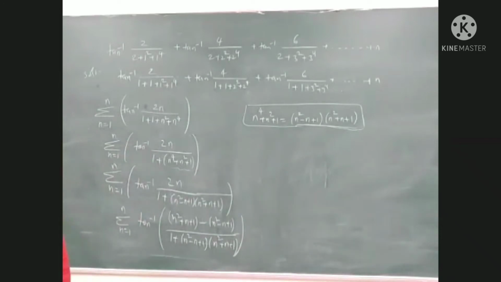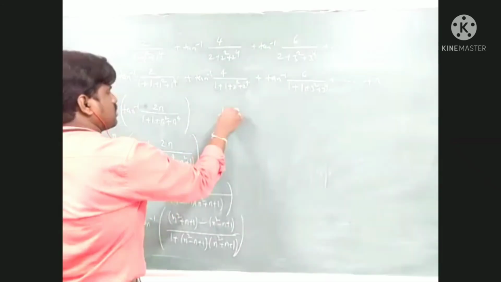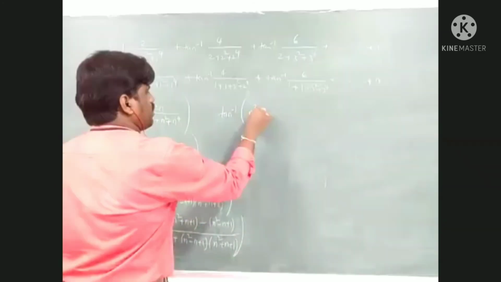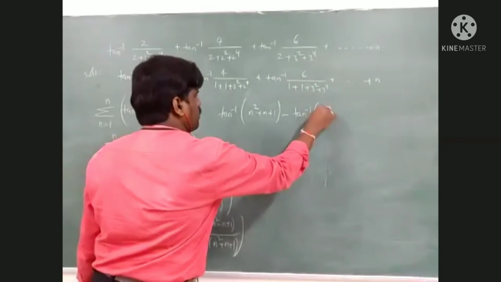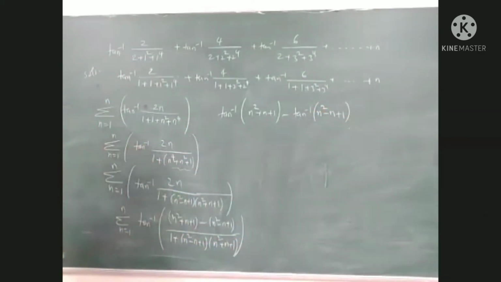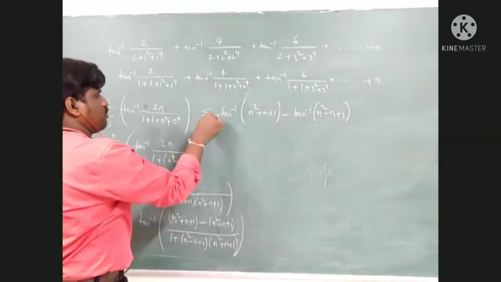So can I make this one tan inverse of n square plus n plus 1 minus tan inverse of n square minus n plus 1? Can I write like this? Sn equal to this. Yes, now I can use sigma n equal to 1 to n.